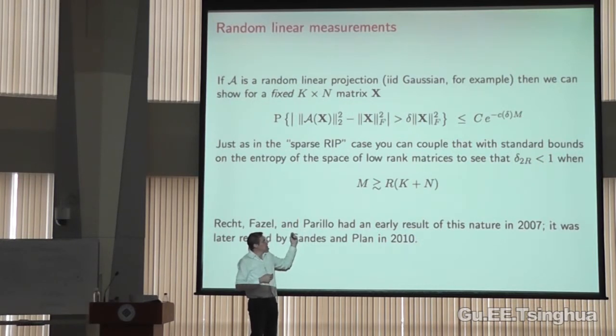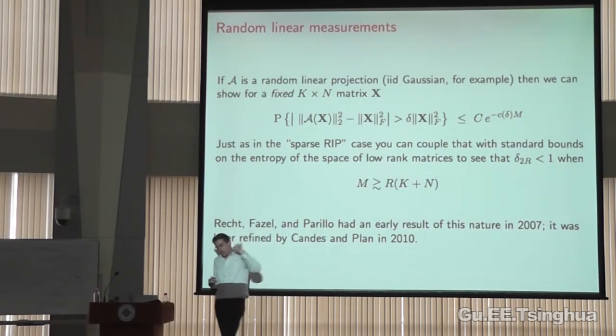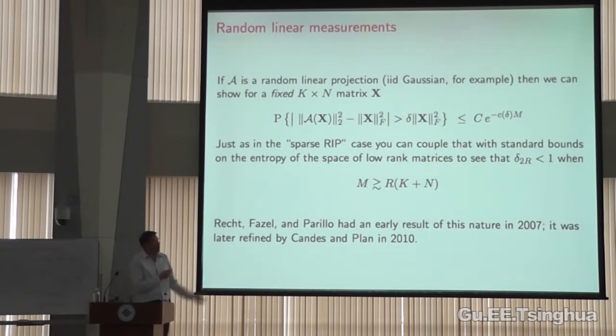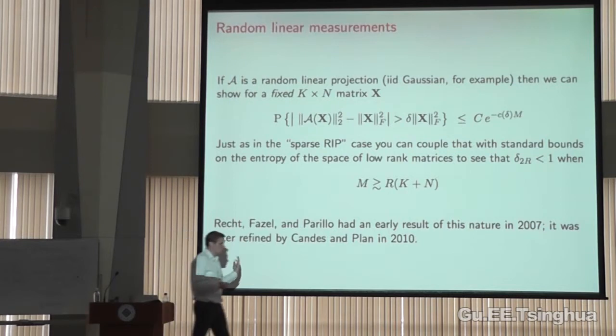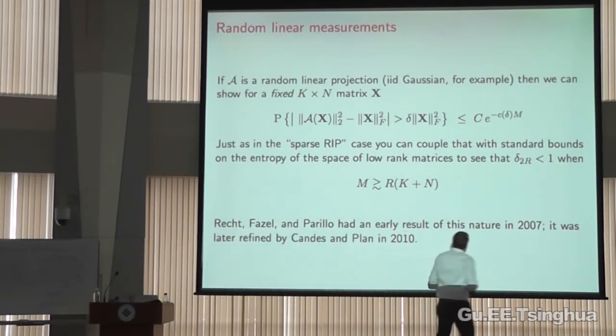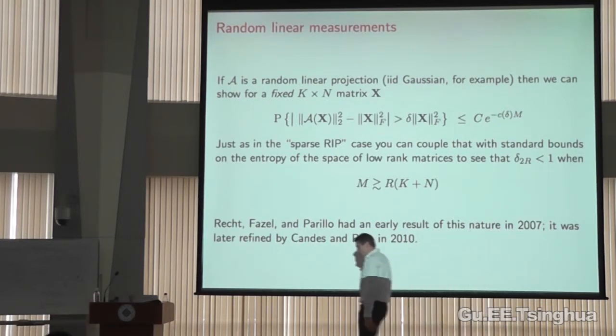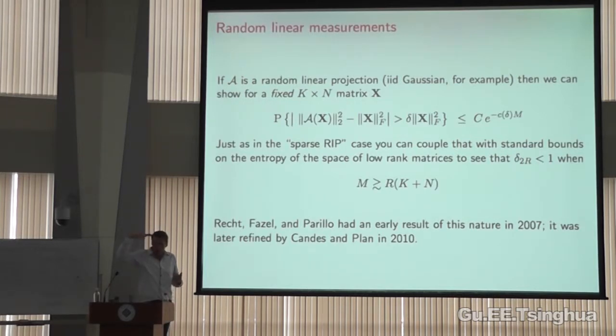At the end of the day, when the number of measurements you make is on the order of the rank times K plus N, you have this so-called restricted matrix isometry property. Half of this we already did in the earlier part. You really just have to do the geometric part, and the geometric part is equally straightforward. Remember that R times K plus N is about as good as you can hope for, in the sense that it really is the number of linear degrees of freedom for a K by N rank R matrix anyway. So just like random projections are efficient embedders of sparse signals, they're also efficient embedders of low rank matrices. Okay, so that's low rank recovery.